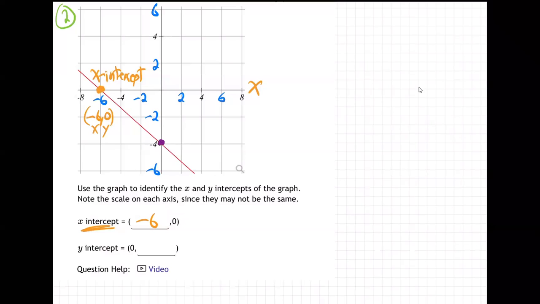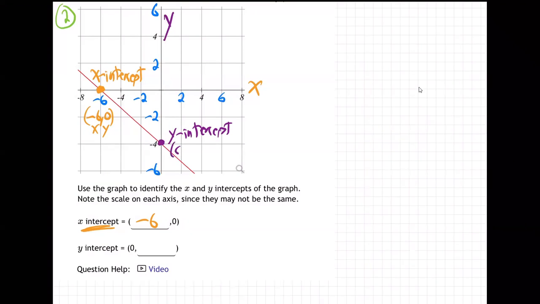Y-intercept is going to be right here. This is the Y-intercept because it's where our line intersects the vertical grid line, the Y-axis. So we have the vertical grid line, the Y-axis, the sideways grid line, the X-axis. And so this point where we hit the Y-axis, where our line intersects the Y-axis, is called the Y-intercept.